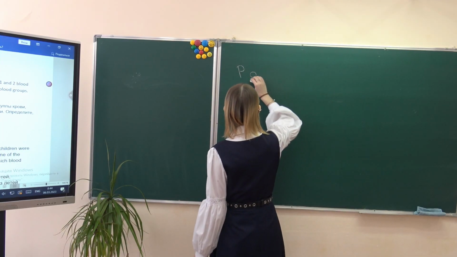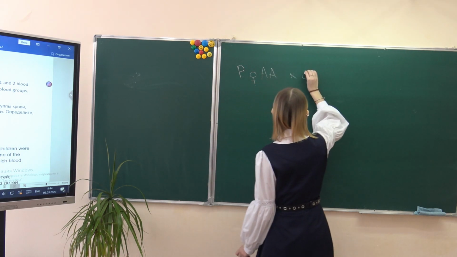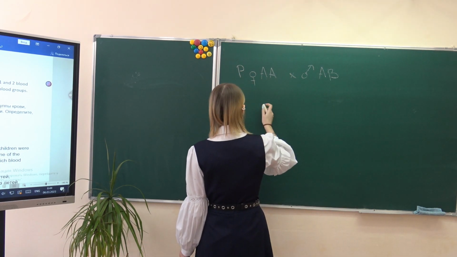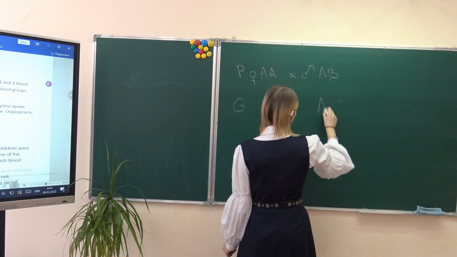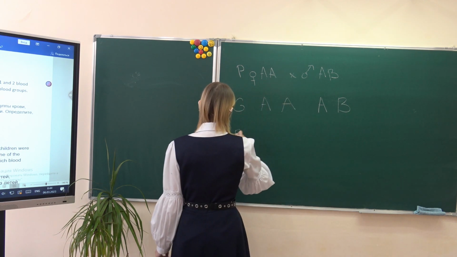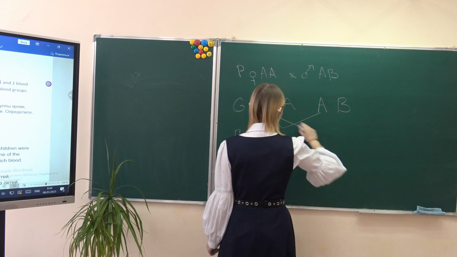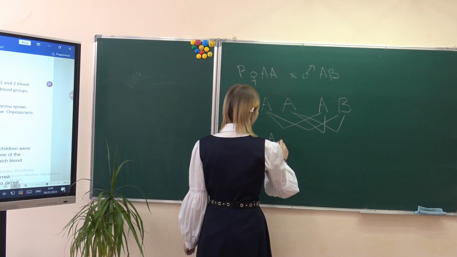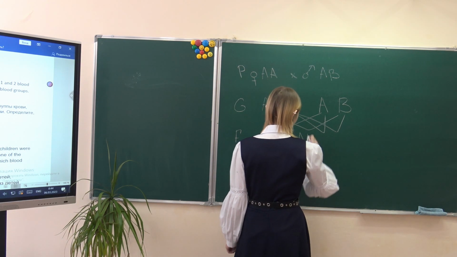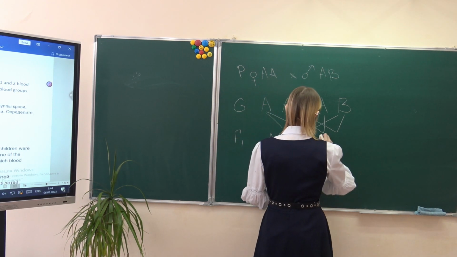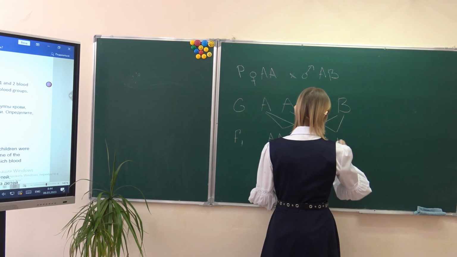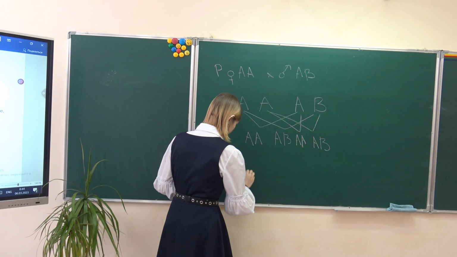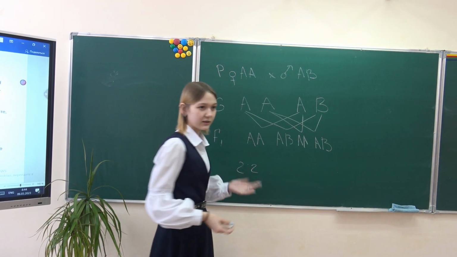Parents are mother A, and father A, B. Gametes A, B. First generation AB, and first AA and AB. First groups 2 and 2 for genotype.